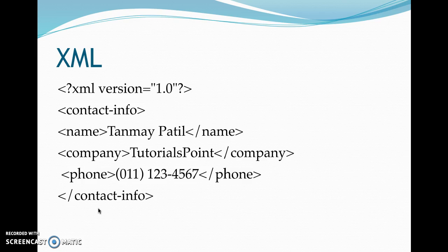So this provides you a kind of hierarchical structure where there's contact info first. Then inside that contact info, we have all the properties of that contact, like name, company, phone, and then finally we close. We have another contact info tag to say that this is the end of contact info for this particular entity, that is Tanmay Patil here.